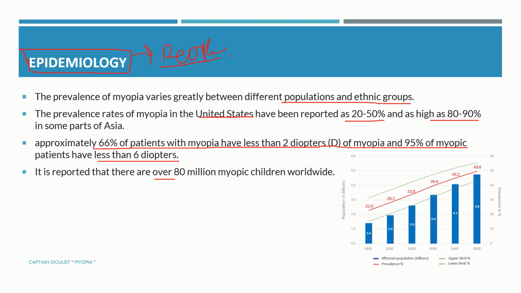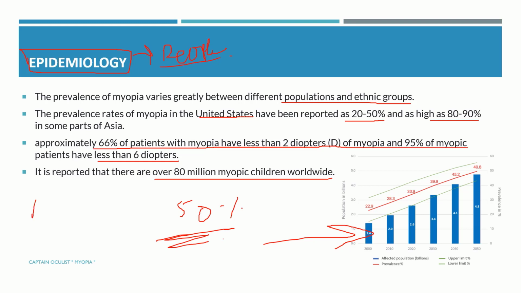It is reported that there are over 80 million children worldwide who have myopia. It is also estimated that by 2050, half of the population will be myopic. Can you believe that? Half of the population. It means that every second person will be myopic. That is the biggest point of concern for all of us.